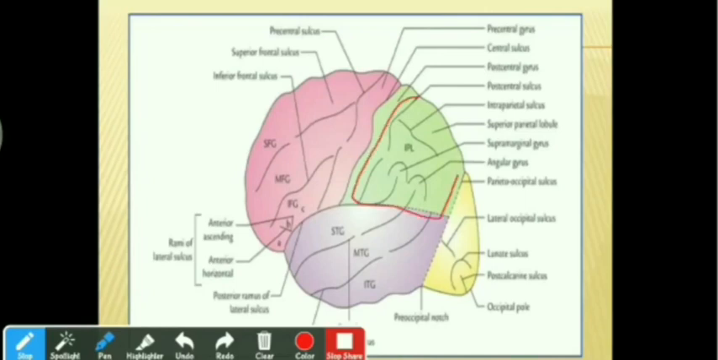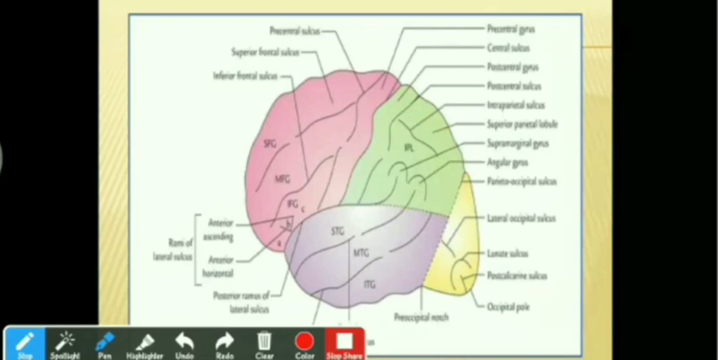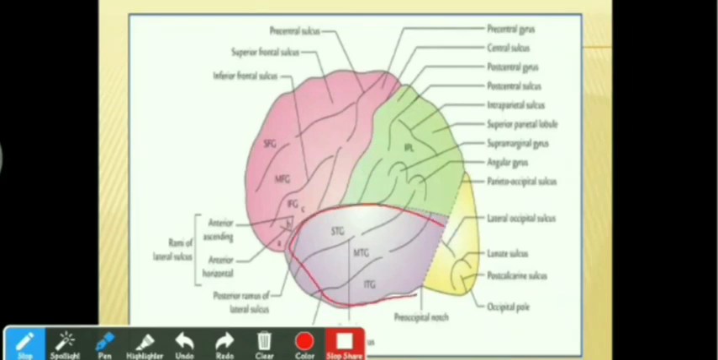The parietal lobe is bounded by the central sulcus in front, below by the posterior ramus of the lateral sulcus, and behind by the upper part of the first imaginary line. This is the temporal lobe. The temporal lobe is bounded above by the posterior ramus of the lateral sulcus and is also in front of the lower part of the first imaginary line. And the occipital pole is behind the line joining the parieto-occipital sulcus and the pre-occipital notch. So this is the occipital pole.